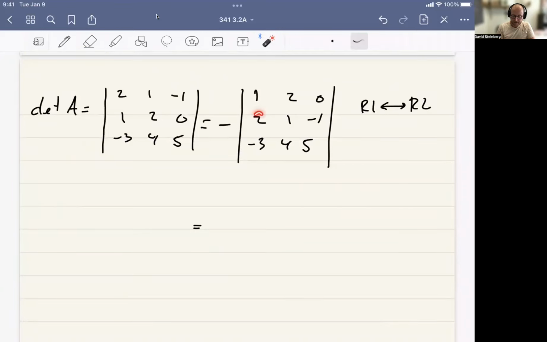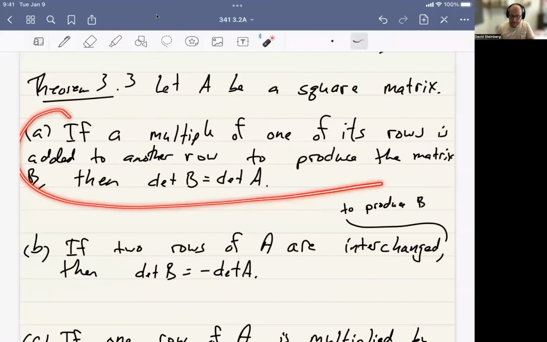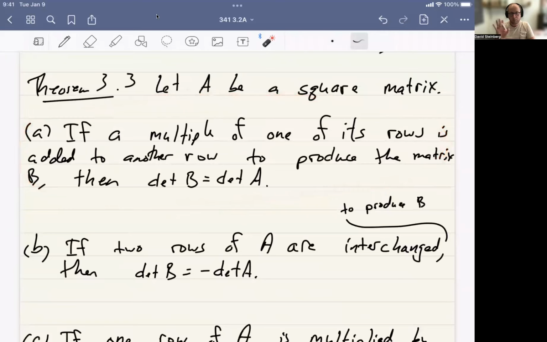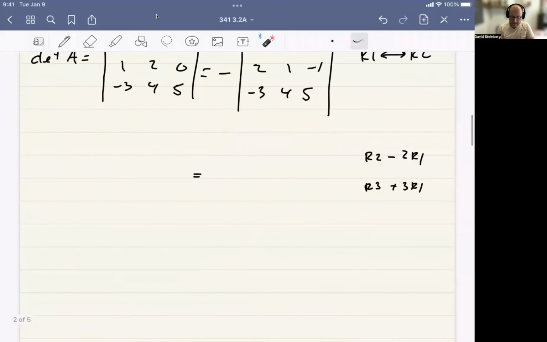So now let's do the obvious thing. Let's clear off the 2 and the negative 3 below the 1 in row 1, column 1. So we're going to do row 2 minus 2 row 1, and row 3 plus 3 row 1. And according to this theorem, since we're adding a multiple of one row to another, we don't touch the determinant. The determinant is unchanged by this action.